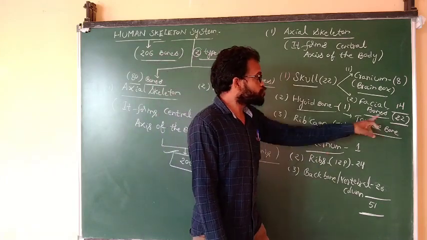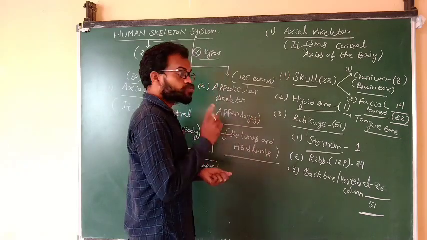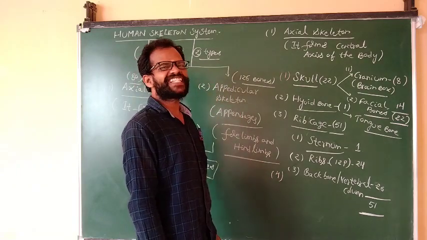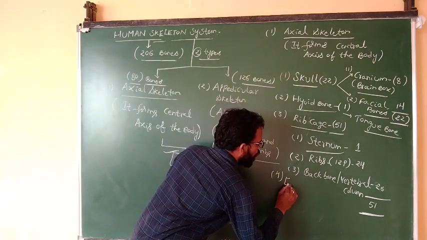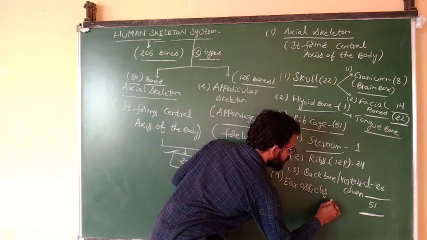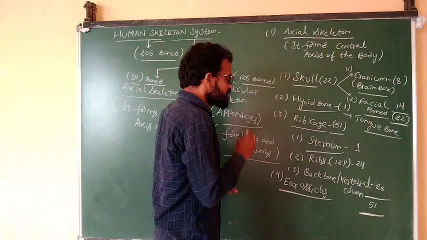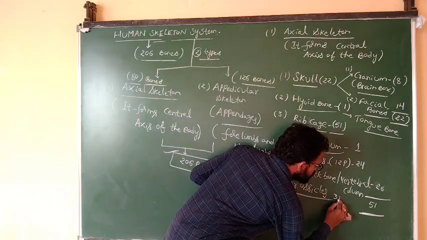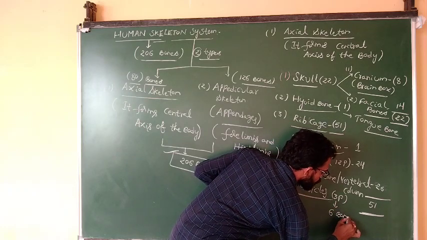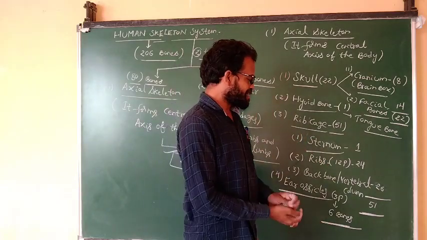The rib cage has 51 bones, the skull 22, and the hyoid bone 1. And the fourth important part of the axial skeleton is the ear ossicles. Ear ossicles means ear bones. How many bones are present in each ear? 3 pairs of bones, which means 6 bones are present in the ears.